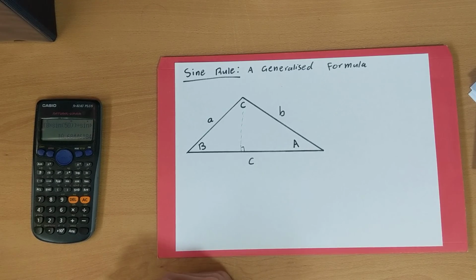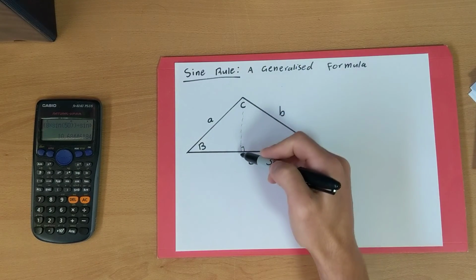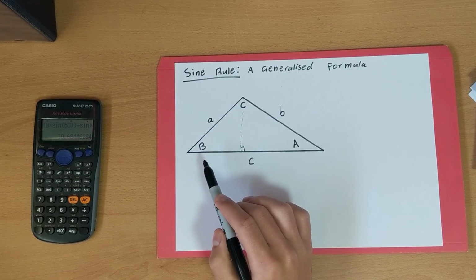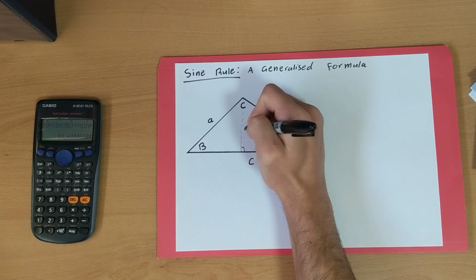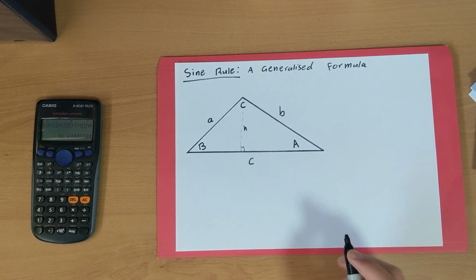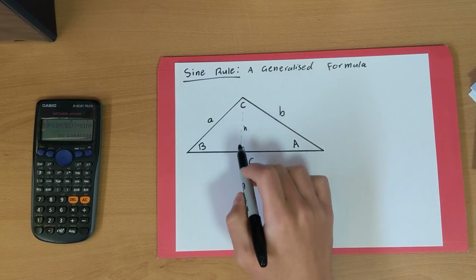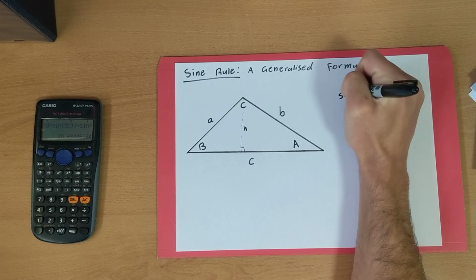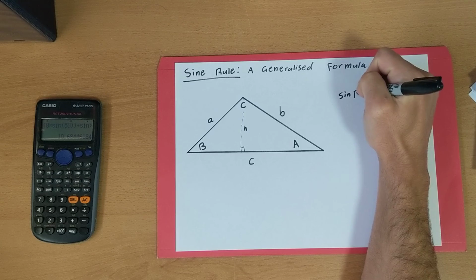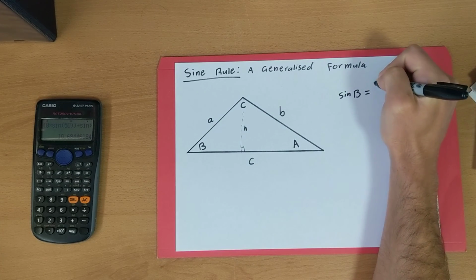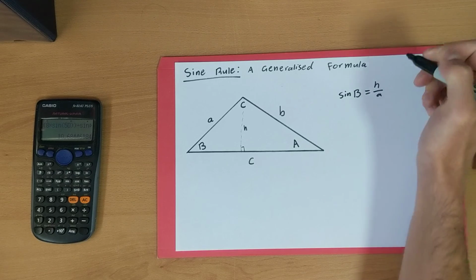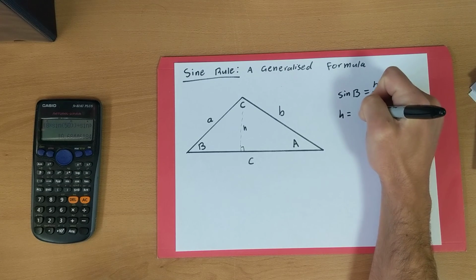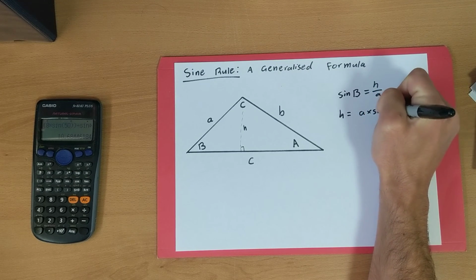So in the last video we saw how by drawing this line here, which creates these two right-angled triangles, I can label this h, and then we saw how in this left-hand side right-angled triangle, we can use sine to say that sine of the angle B equals the opposite side, which is h, over a. And we rearranged to get h equals a times sine B.